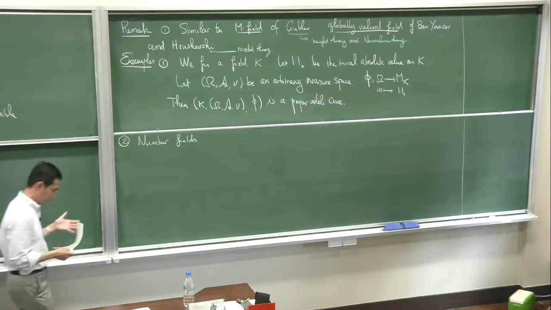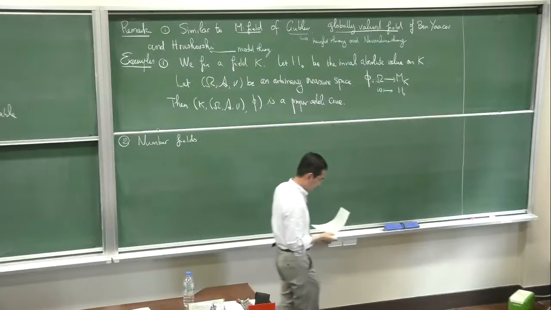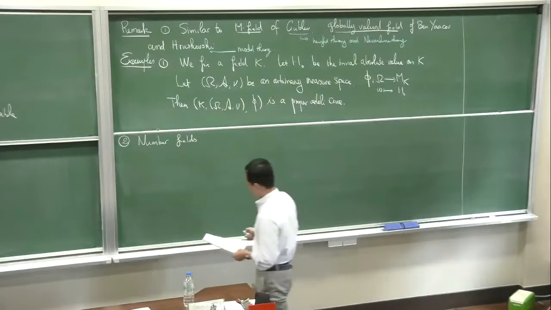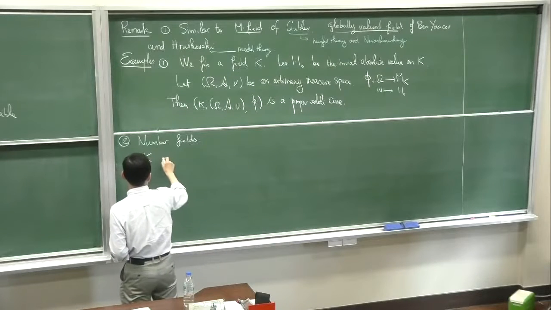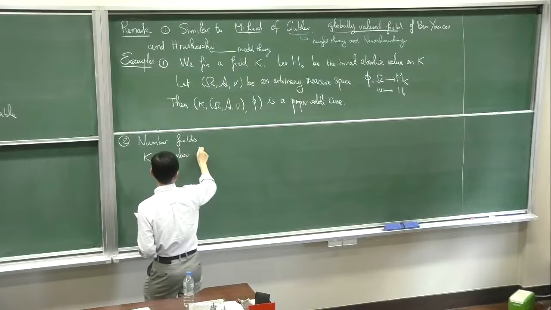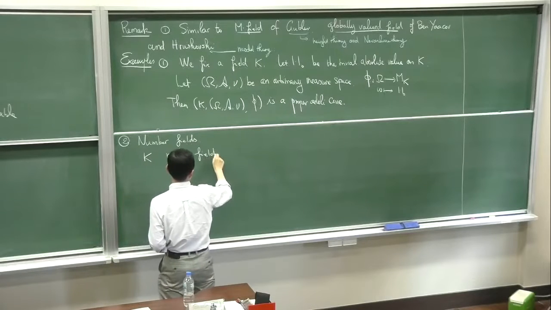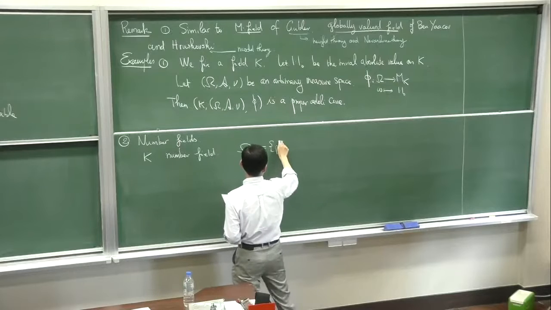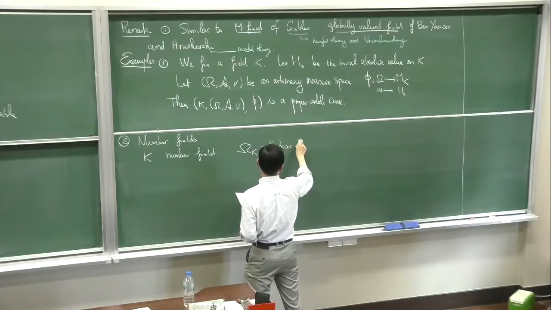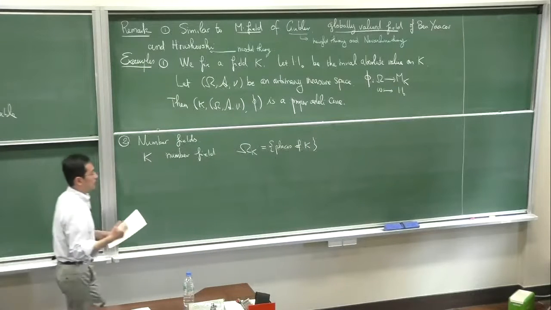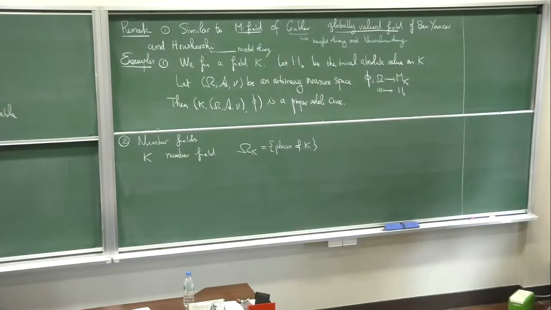So if you are not that familiar with algebraic number theory, you can just consider the particular case Q. So let K be a number field, and omega K is the places of K. So it's just the set of equivalence classes of non-trivial absolute values of K.